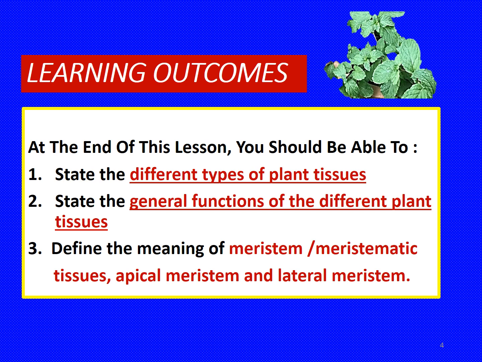For the learning outcomes, at the end of this lesson, you should be able to: Number 1, state the different types of plant tissues. Number 2, state the general functions of the different plant tissues. And number 3, be able to define the meaning of meristem or meristematic tissues, apical meristem, and the lateral meristem.